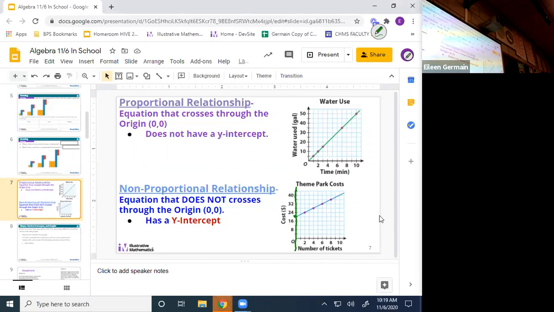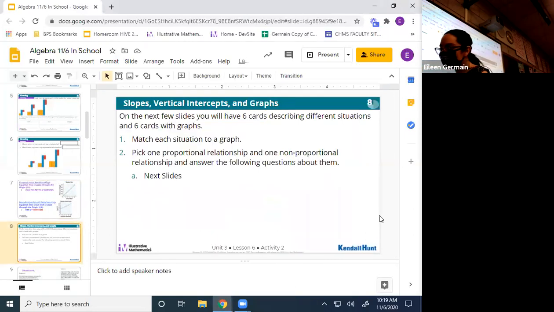Awesome, perfect. Because we're going to be talking a little bit about proportional relationships, but we're not going to be using the term proportional relationships as much anymore. We're going to be broadening it out to linear relationships. Okay? So let's take a look at the activity number 2, where it's talking about 5.2 slopes, vertical intercepts, and graphs.